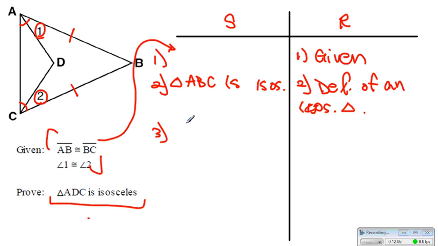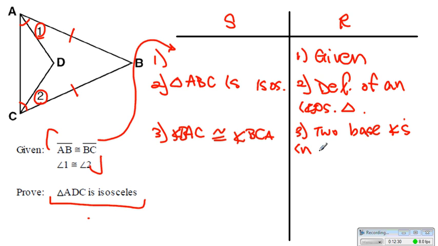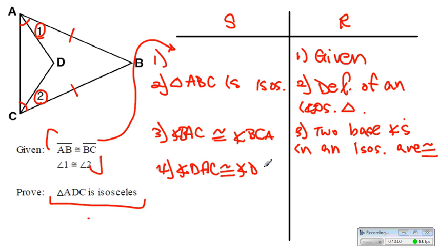Now, number 3, that allows us to say angle BAC and angle BCA are congruent. Why? Two base angles in an isosceles triangle are congruent. And because angle 1 and angle 2 are congruent to each other, by subtracting, we get step number 4, where angle DAC and angle DCA are congruent. And this one is done by the subtraction postulate.